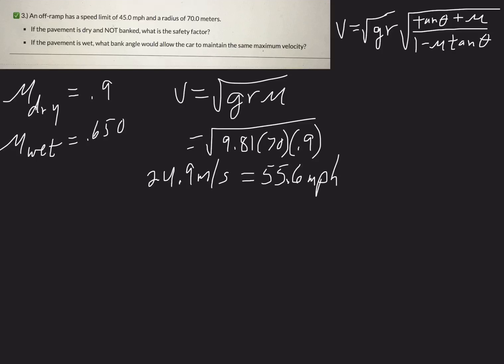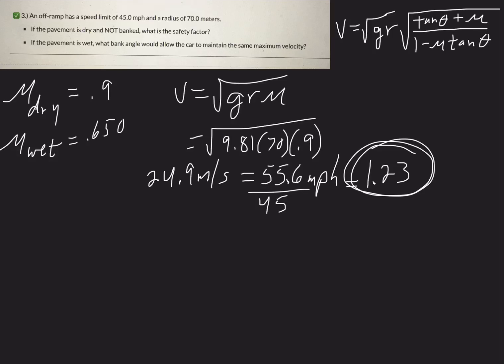And it's asking, what is the safety factor if the speed limit is posted at 45 miles per hour? So all we have to do is take 55.6 divided by 45, and we get a safety factor of like 1.23. Okay, so that's the answer to the first problem, 1.23.